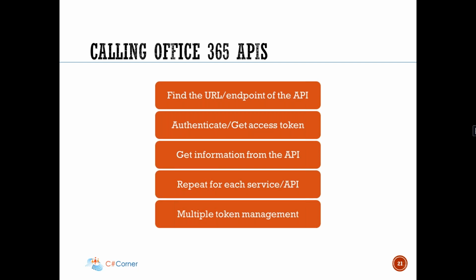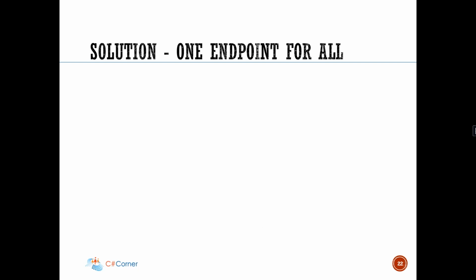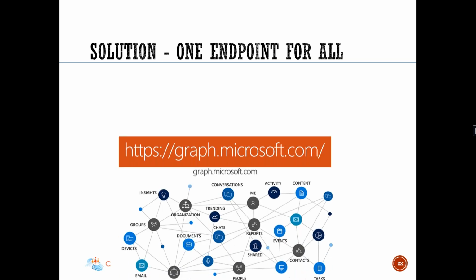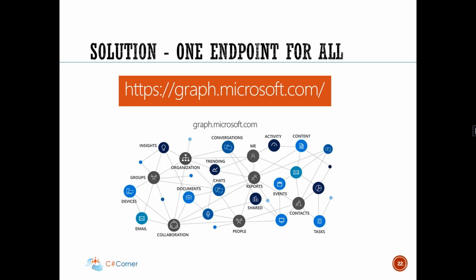So Microsoft realized that instead of all these segregated APIs, they need a unified API system. And that's why, as a solution, Microsoft developed this one endpoint for all, which is the Microsoft Graph API. Now you don't have to care about individual APIs. You have to go to just graph.microsoft.com, and here all the APIs are available as a unified API. So you can use your OneDrive documents, your Outlook email, collaboration, your Teams and everything.